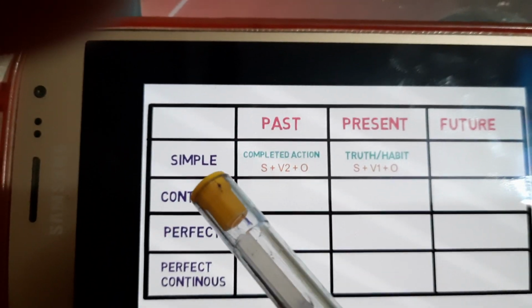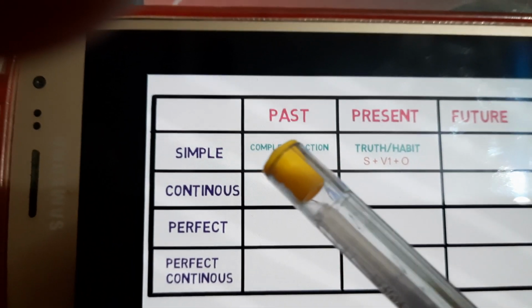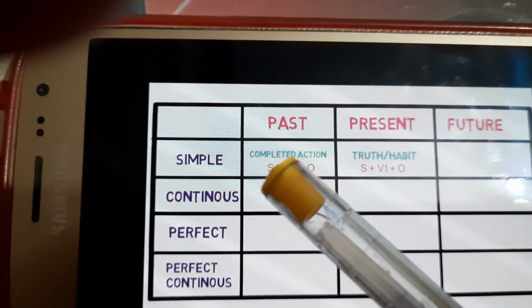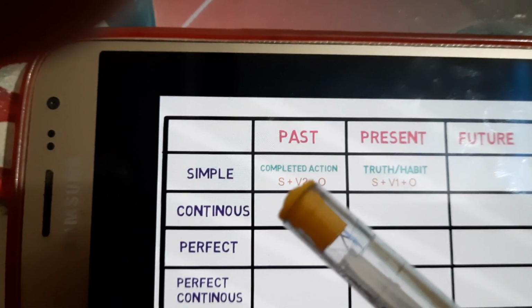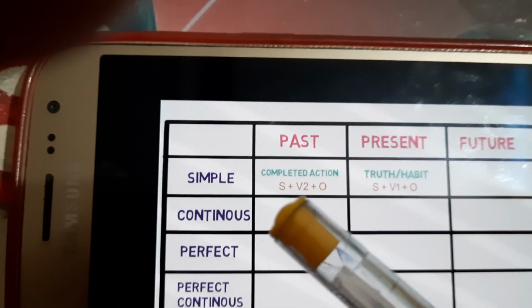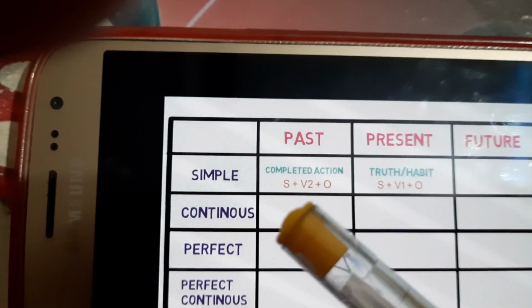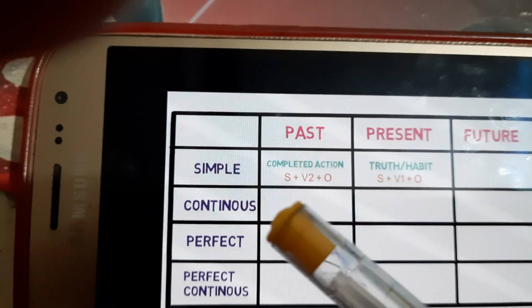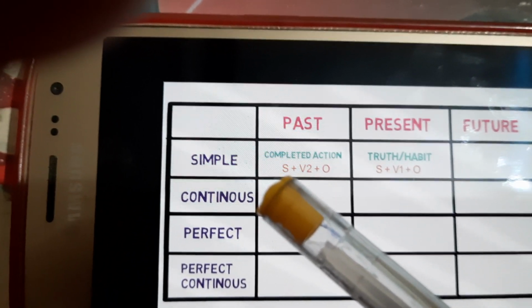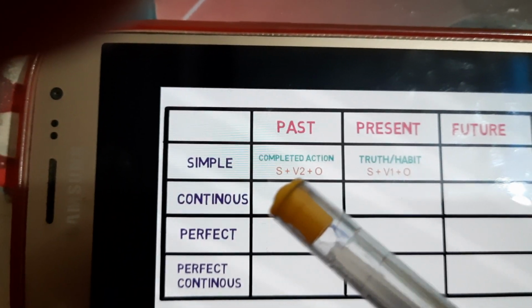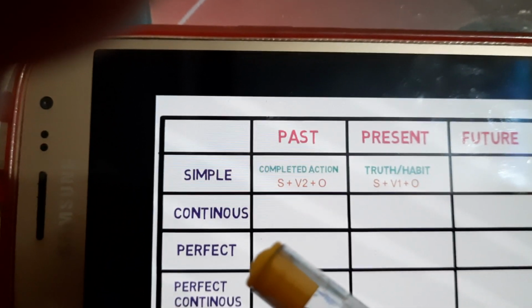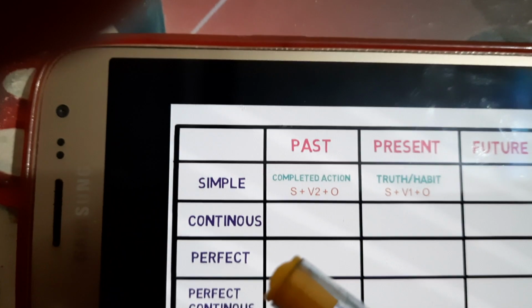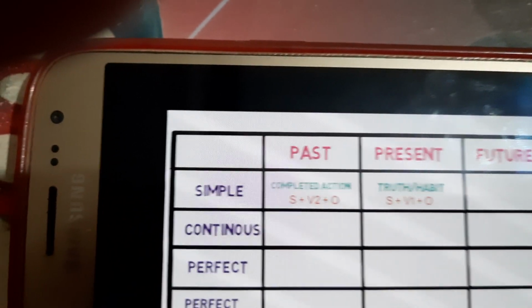Simple past tense is used where the action has been completed, or to express a past habit or regular action in the past, or an action that began and ended in the past. So the form over here is subject plus verb 2 plus object. Suppose I say, for example, they played the match.